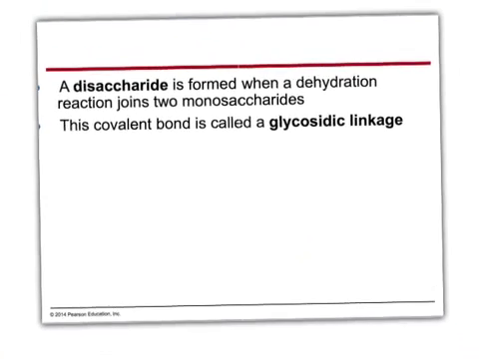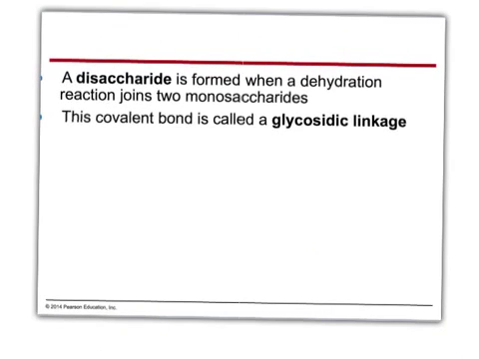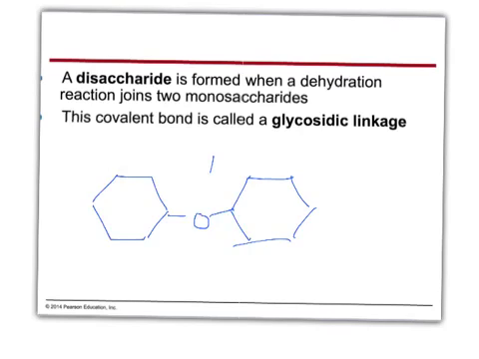So your disaccharides are formed when a dehydration reaction joins two monosaccharides, forming what's called a glycosidic linkage. So that linkage between the O and the carbon is a glycosidic linkage. Now, we can talk about how these two glucose molecules are linked together. This glycosidic linkage can be a 1,4 glycosidic linkage. Some of them can be a 1,6 glycosidic linkage.